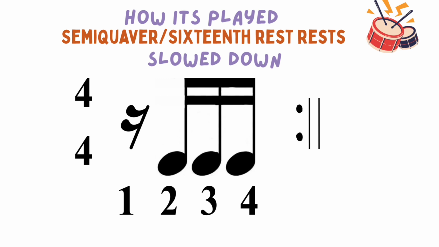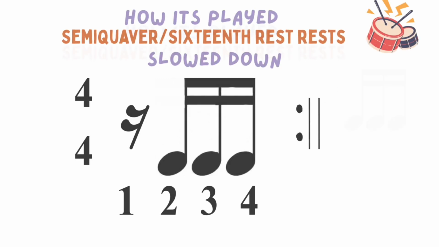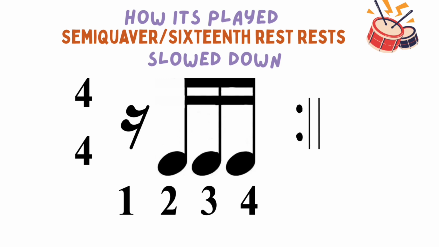Like this one, mega slow, will be 1, 2, 3, 4, rest 2, 3, 4. Try it a couple more times before we speed it up a little bit. Now let's try it a little bit faster. 1, 2, 3, 4, 1, 2, 3, 4, rest 2, 3, 4, rest 2, 3, 4, 1, 2, 3, 4, 1, 2, 3, 4. Brilliant.